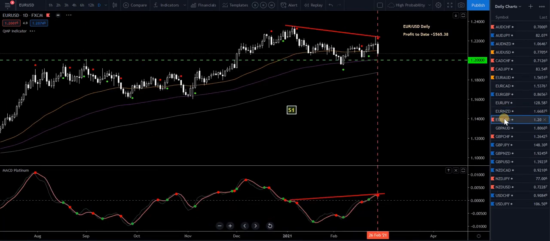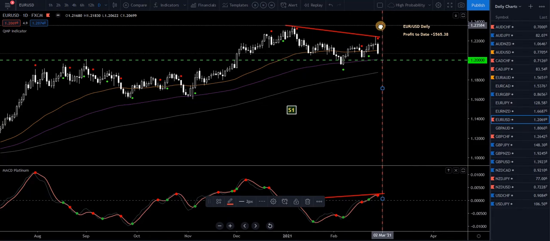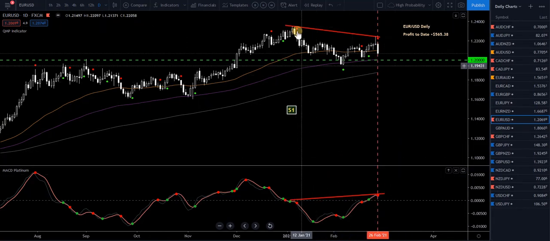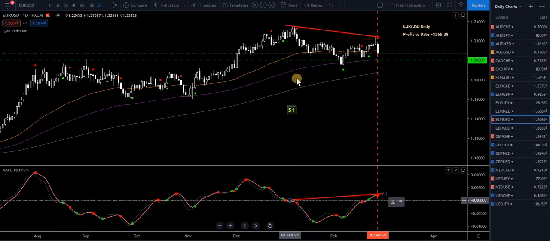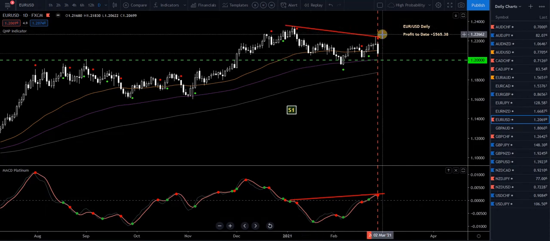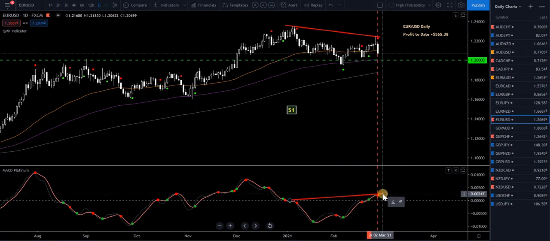Euro USD, highlighted in pink. Must be a reason. Yes, there is. We have a new sell signal on Monday, by looks. Now, this is a little bit different. Now, this is a little bit tricky to see. We've got what I would call hidden bearish divergence. So we got lower highs on price, and we got higher highs on the MACD platinum.